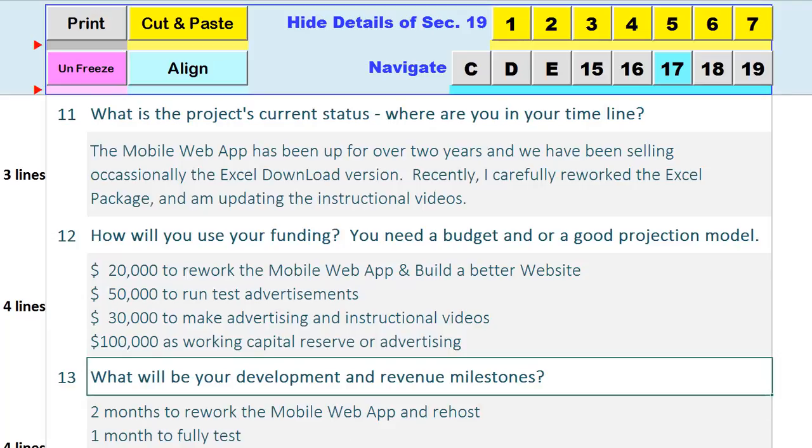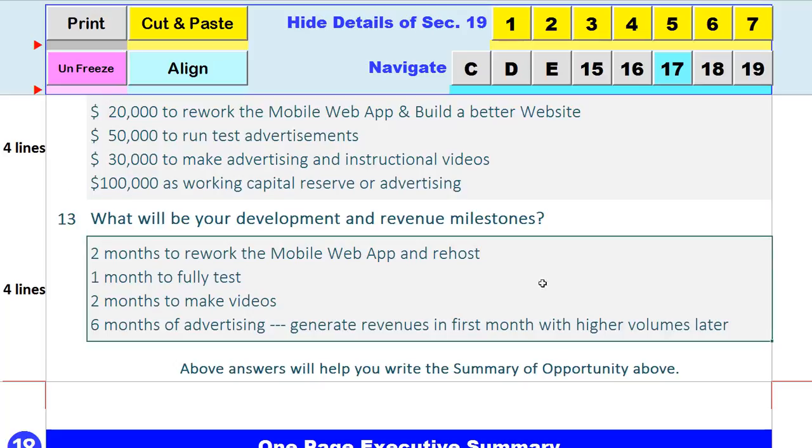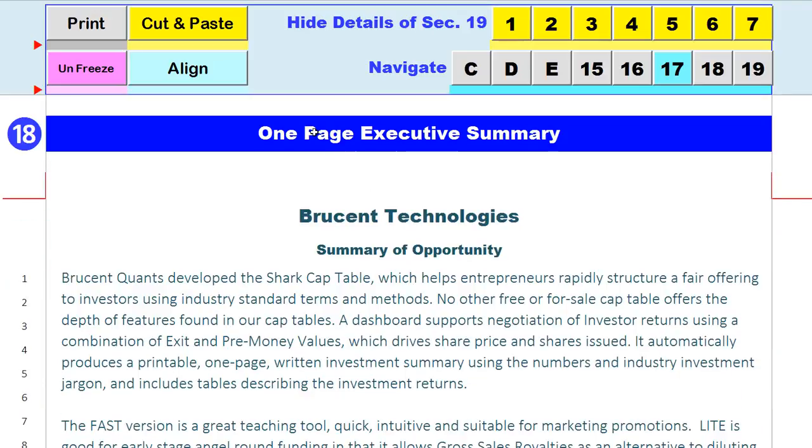What will be your development and revenue milestones? Well, figure it out. Look at them. Set them up, put them in that timeline, and then watch how well you're doing on a day-by-day, month-by-month basis. That pretty much does 16 and 17. Read up on these things and write them in, and then you'll be able to answer what's going to go on in our next section.